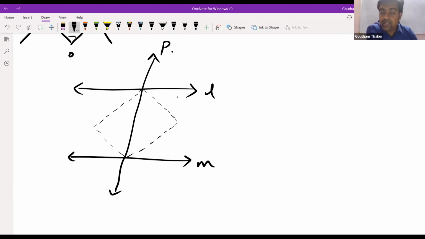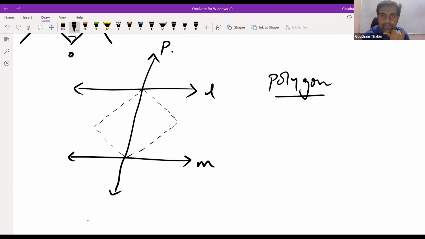Before getting into it, what do you mean by a polygon? Anyone can tell me what do you mean by a polygon? Anyone? What do you mean by a polygon?